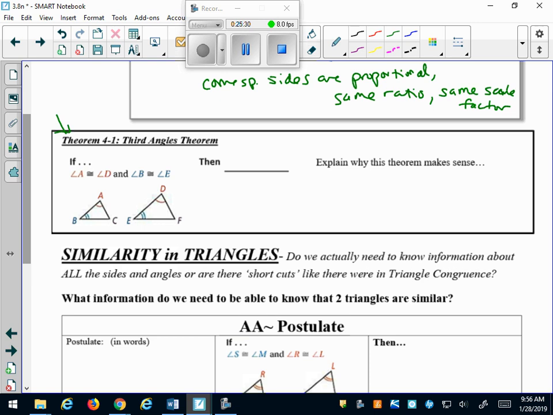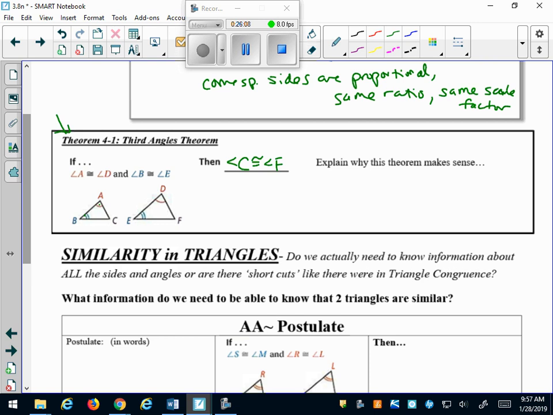Okay, why? Why does that make sense? Aha. So, since all three angles add up to 180, then when we add B and A together, since they're the same as E and D, we'll get the same number. So what's left over to get you to 180 has to be the same in both cases, right?